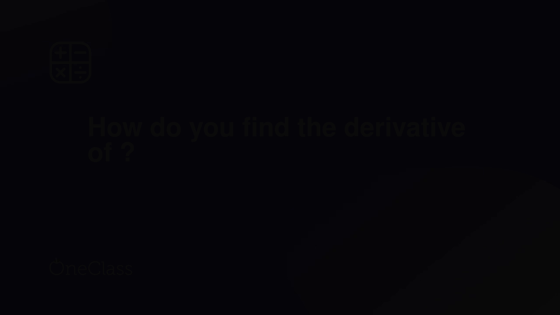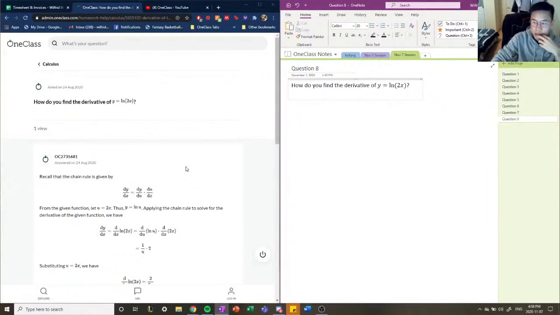Finally, we're going to move on to our last problem of the day. And this is basic chain rule. So in the first question, we talked about power rule. So now I'm going to talk about chain rule. And the question reads, how do you find the derivative of y equals ln of 2x?